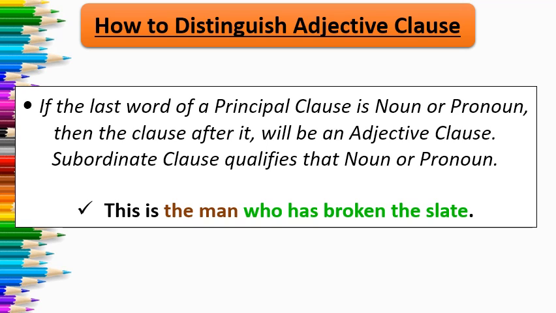So here, the man is the main clause, fine, and who has broken the slate is the subordinate clause because it is starting with a connector. That's why. An adjective or relative clause begins with relative pronouns. Relative pronouns join the principal clause and the subordinate clause. A relative pronoun qualifies a noun and functions as an adjective.